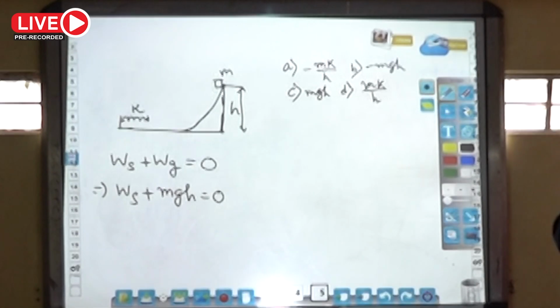Not mgl, l is not there: mg by k, 2 mg by k, 4 mg by k and mg by 2k. That slash I considered as L. The answer is 2 mg by k.